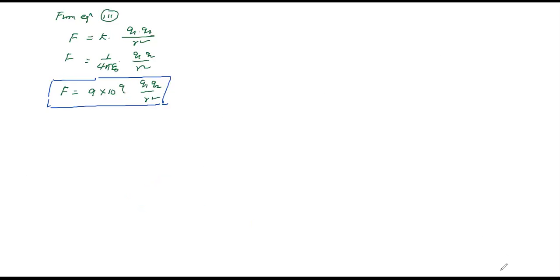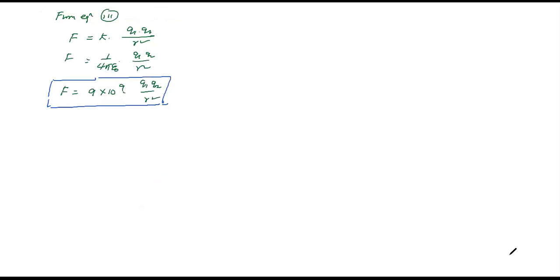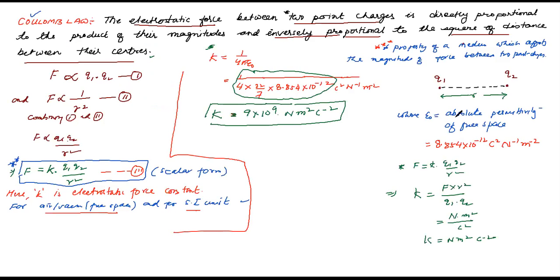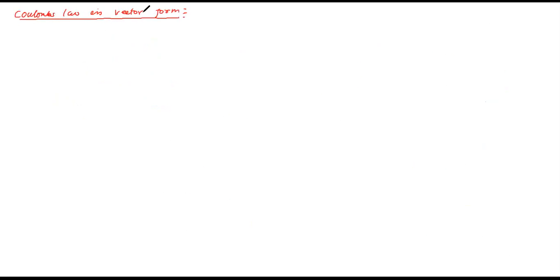Now let us look at Coulomb's law in vector form. Let us move to another topic, Coulomb's law in vector form. This is also a very interesting topic. Why Coulomb's law in vector form? Because the first law only gives the magnitude of the force between these two point charges. It doesn't give the direction of the force, but since force is a vector quantity, it will have a direction as well. So how do we get the direction of that force? That is given by Coulomb's law in vector form.